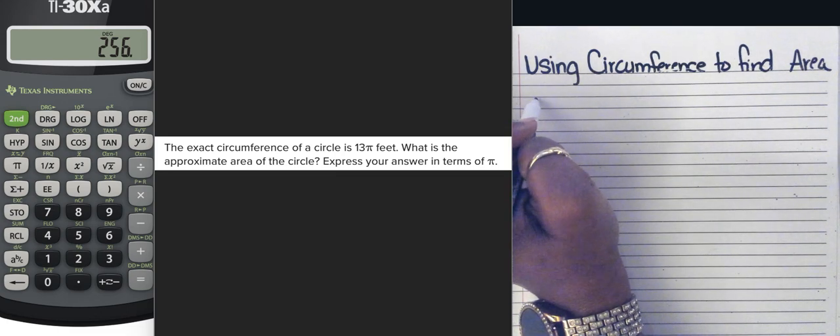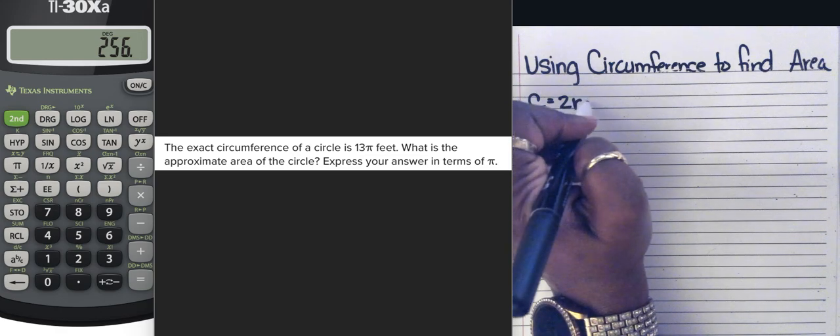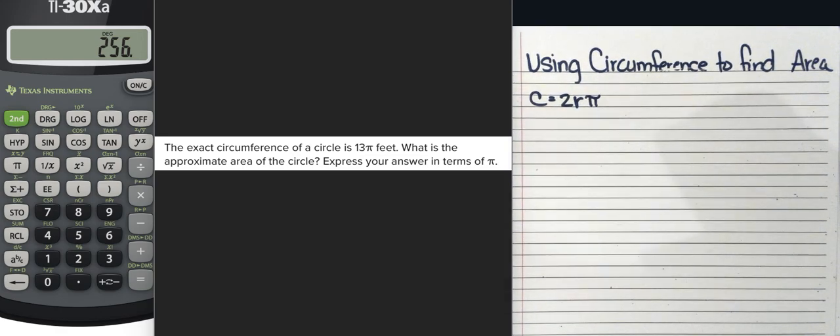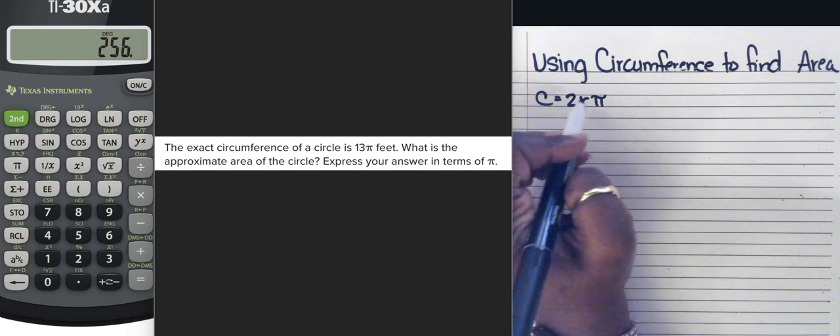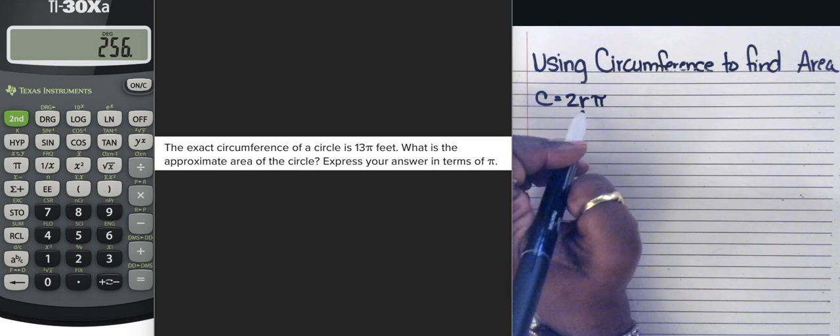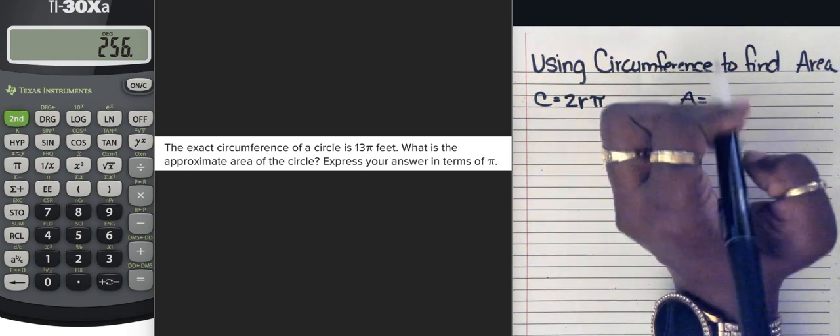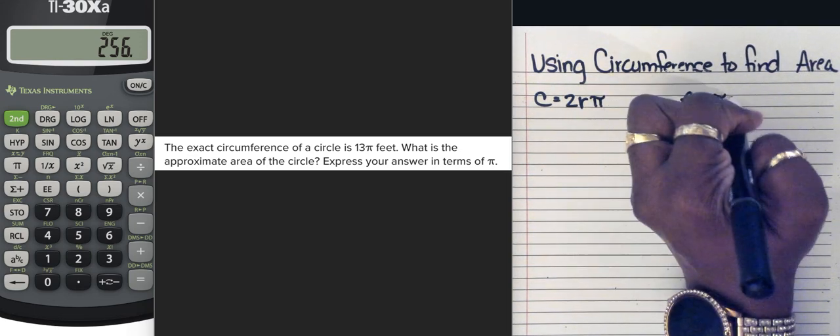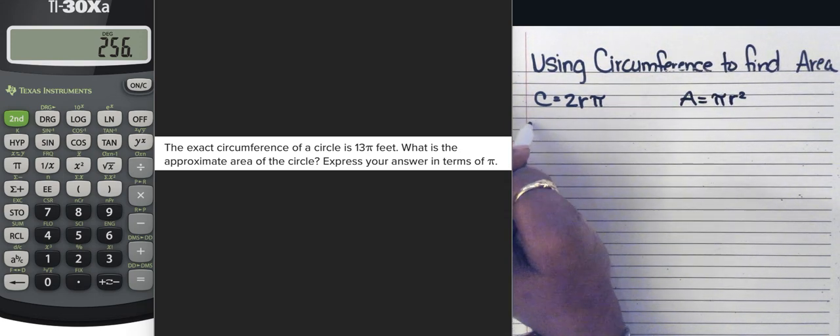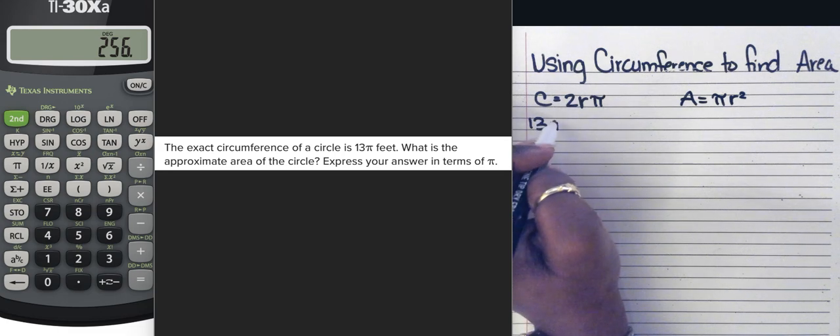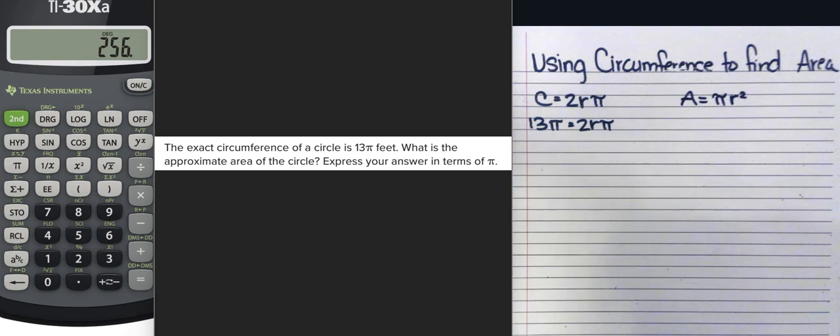So remember that the circumference of a circle, if we're using the radius, is twice the radius times pi. Now we're going to use the information that we know about the circumference to find out what the radius is. We need the radius to find the area, because the area of a circle is equal to pi times the radius squared. The circumference here is 13 pi feet. We have 13 pi, and that is equal to twice the radius times pi.